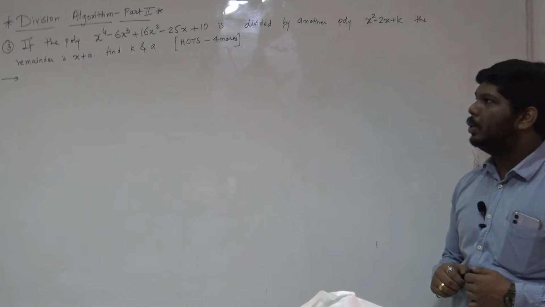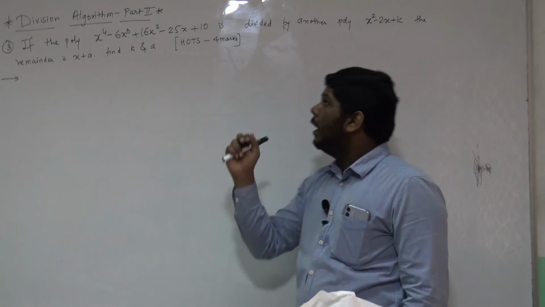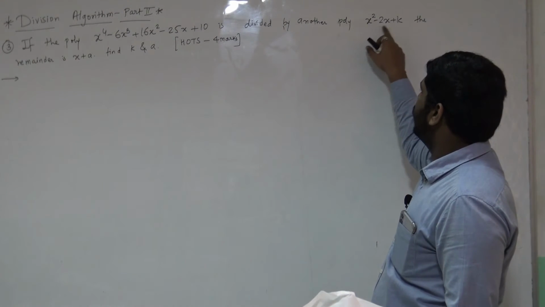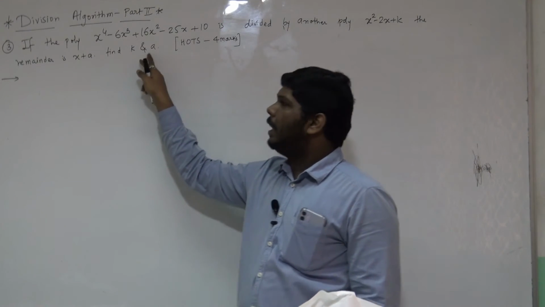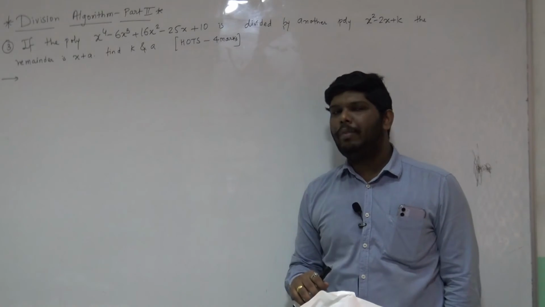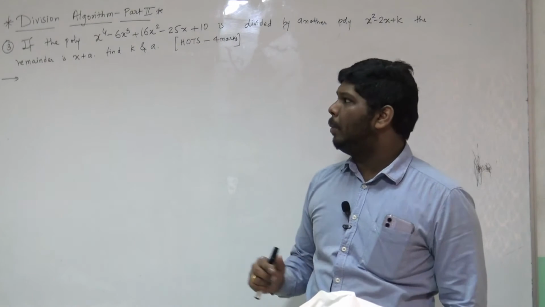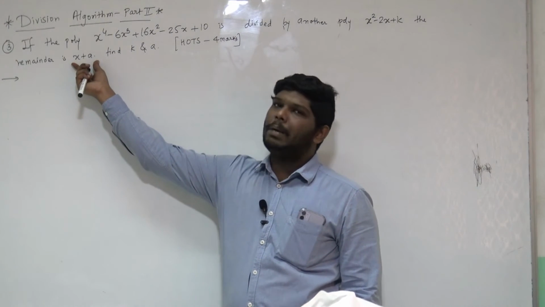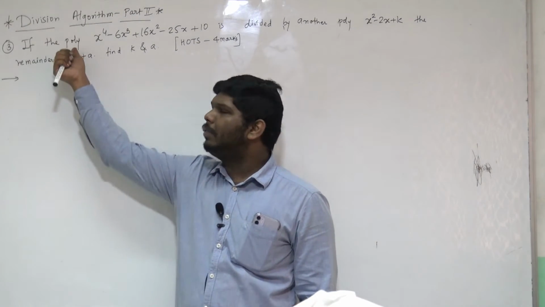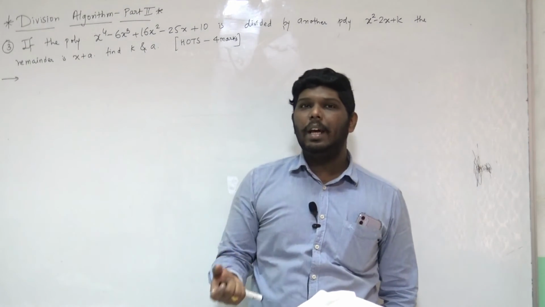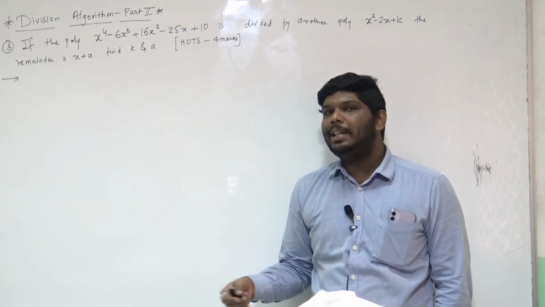If the polynomial x raised to 4 minus 6x cube plus 16x square minus 25x plus 10 is divided by another polynomial x square minus 2x plus k, the remainder is x plus a, find k and a. So here, the question is based on division, so we have to go for long division, but we have to stop when the remainder becomes x plus a. Now here you can see the remainder is x plus a, meaning the degree of the remainder is 1, so it is a linear remainder. So we will start with the long division and stop where we get the remainder as a linear term.